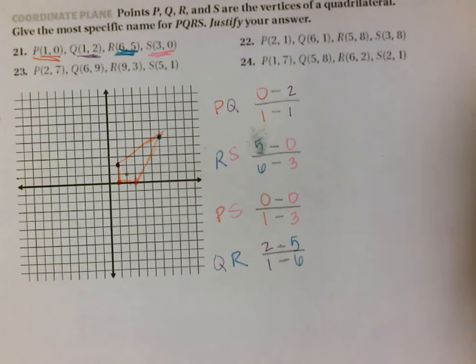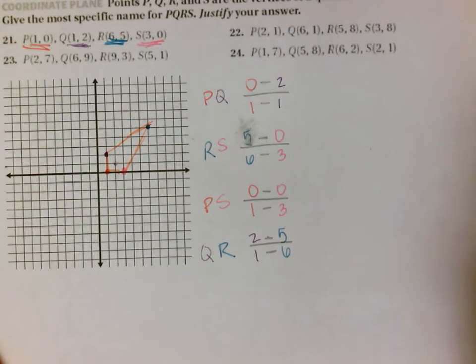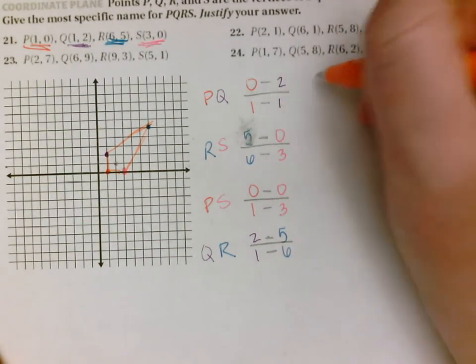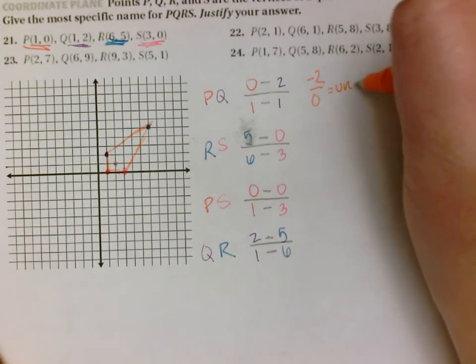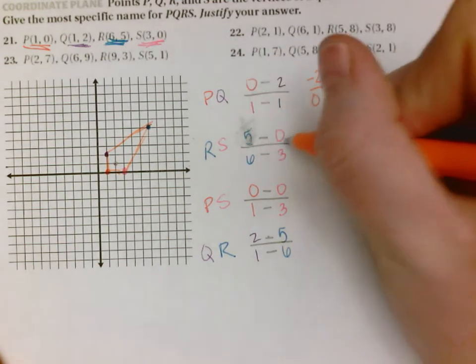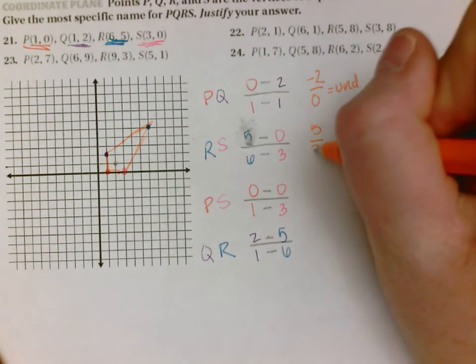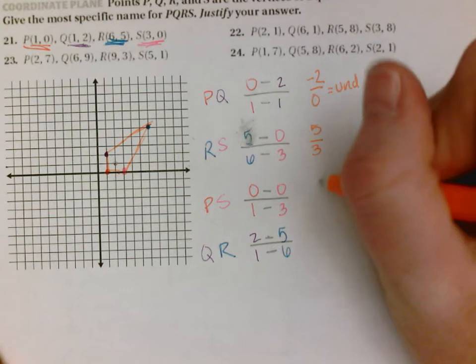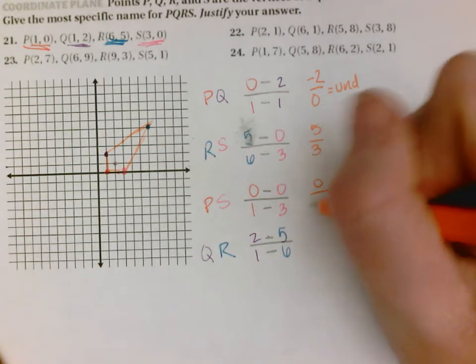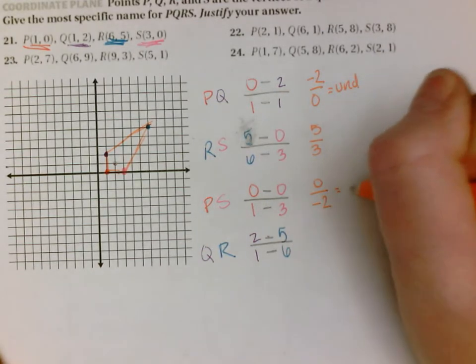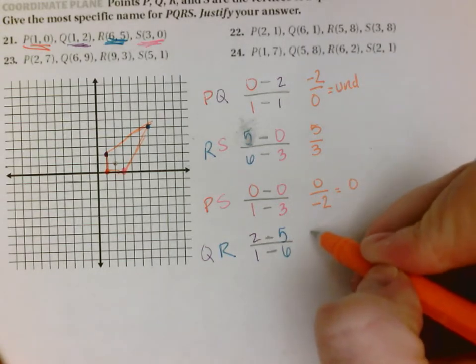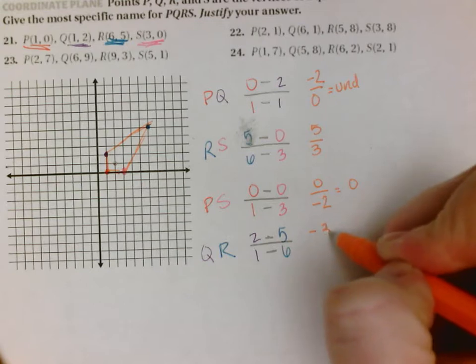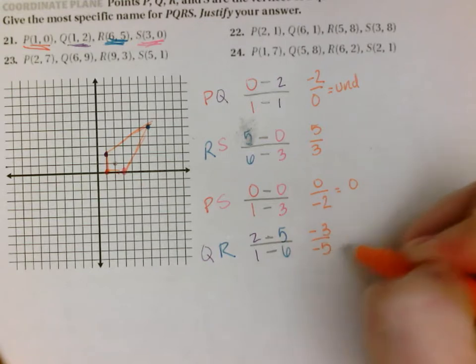So, doing my slopes, I write those final answers in orange. 0 minus 2 is negative 2 over 0, which is undefined. 5 minus 0 is 5 over 3. 0 minus 0 over negative 2, that one's 0. And then 2 minus 5 is negative 3 over negative 5, which works out to be 3/5.